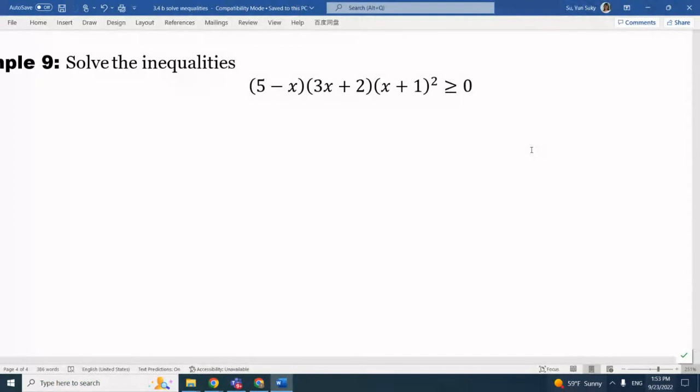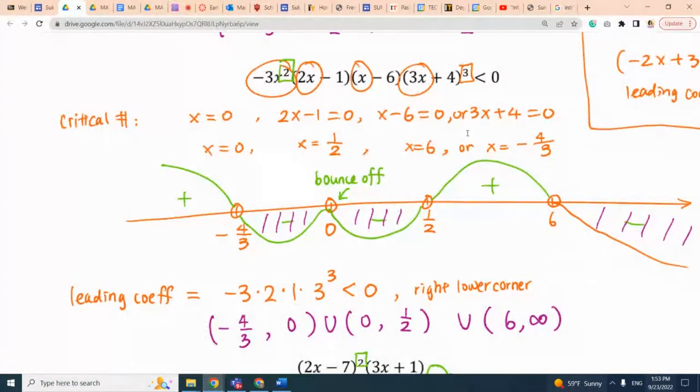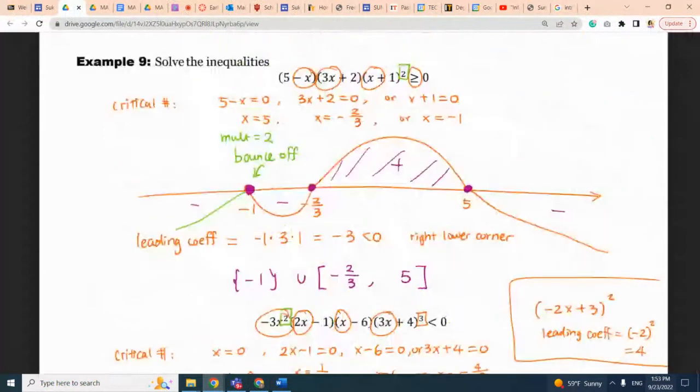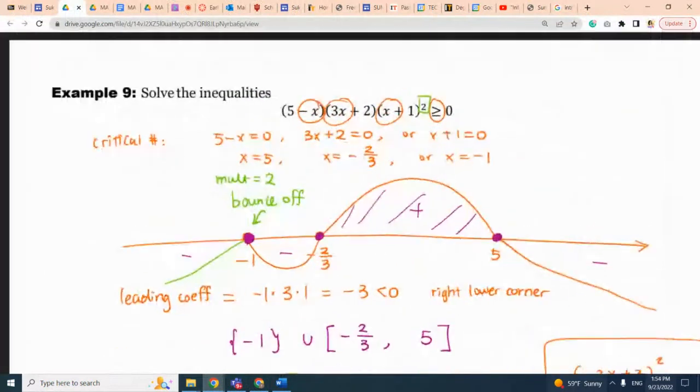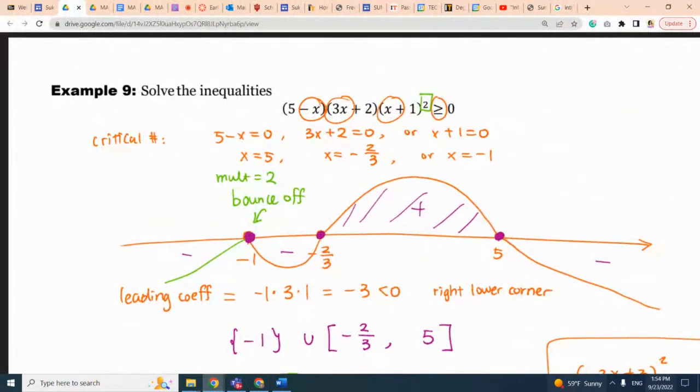So, because we don't have much time left, do you mind if we just look at the solution? Okay, so the solution is right here. Do you get that the critical numbers are 5, -2/3, and -1? So the smallest is -1, and then -2/3, and then 5.